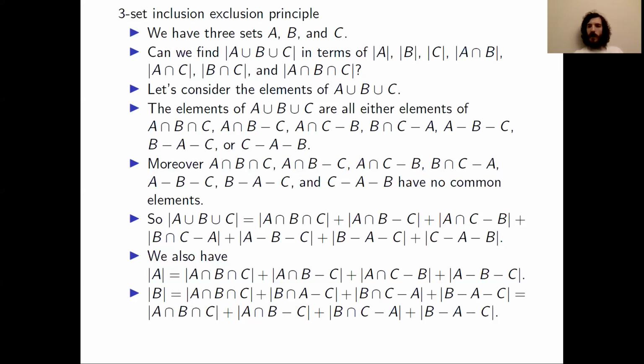And one of those cardinalities I rewrote in the last line. All I did is I changed the order of the two sets in an intersection. I changed the B intersect A minus C to an A intersect B minus C because intersections are symmetric.